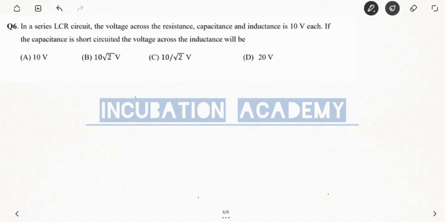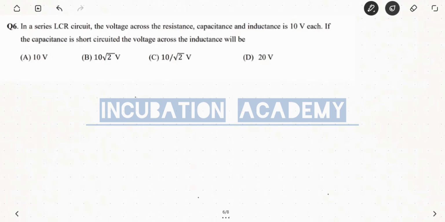Welcome everyone. The question shown on the screen is CBSE sample paper 2025 question number 6 in a series LCR circuit. This is a question from alternating current. The voltage across the resistance, capacitance, and inductance is 10 volt each. If the capacitance is short circuited somehow, the voltage across the inductance will be what, that you need to find out.